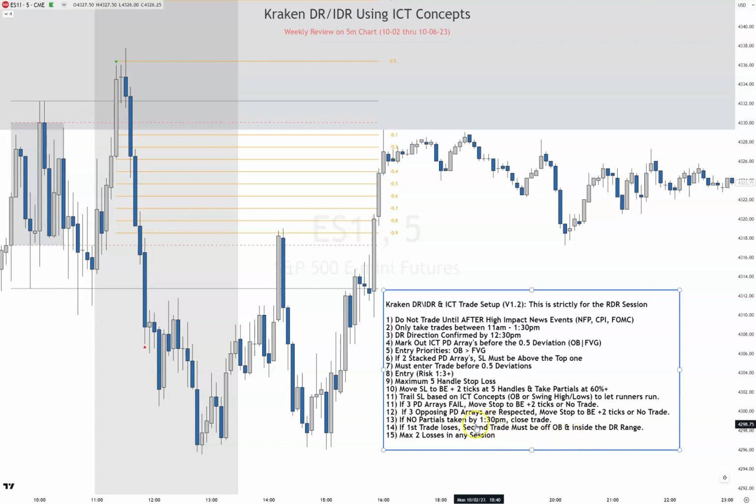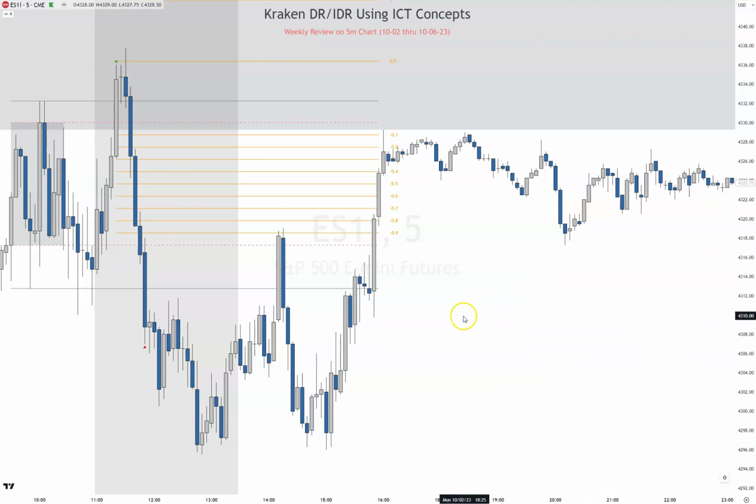If no partials taken by 1:30 p.m., close the trade. And the reason I do that is because I trade the 2 to 3 p.m. silver bullet hour. So if first trade loses, second trade must be off an order block and inside the DR range. Max 2 losses in any session. Okay, so that is the rules. You can pause the video if you want to write them down, or whatever.